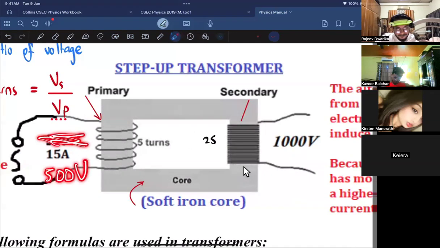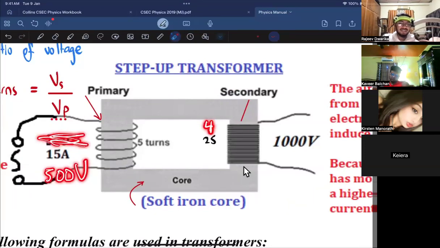If it's 500, that means it would be like 2. That would be 2 turns, so it would be like N? Oh wait, no, in the secondary. Secondary. Sorry. I want to say 4. Justin, does that make sense? She's saying to use 4 turns in the secondary, and that'll give us more voltage than in the primary.